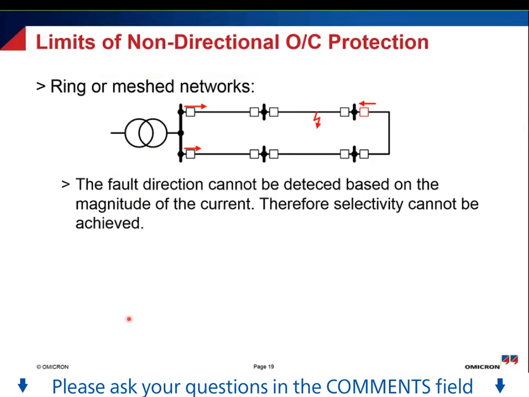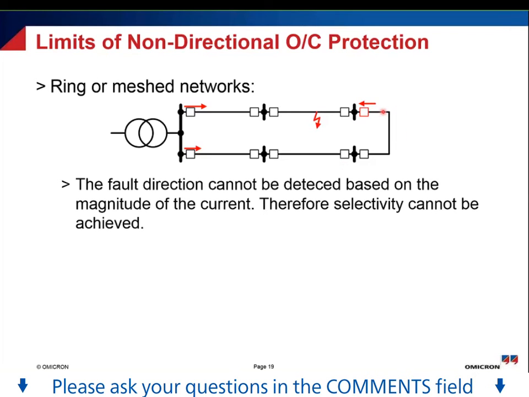Well, then let's have a look at the limits of this non-directional overcurrent protection. Up to now, we just had a look at radial feeder. But if the network topology gets a bit more difficult, then we will have problems. As you can see here, we have a ring network and we have a fault here. You see the faults here, so there will be a fault current flowing through this side of the feeder and it will flow through this side of this ring.